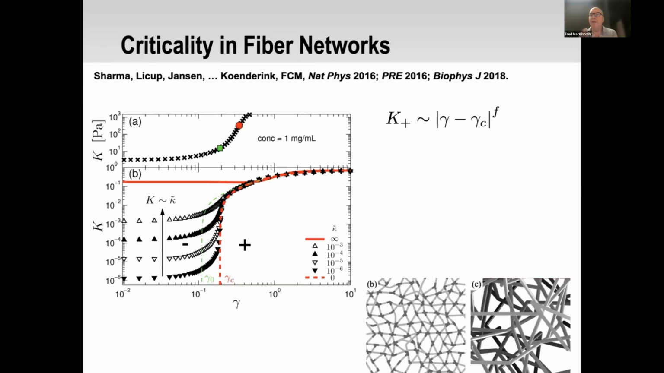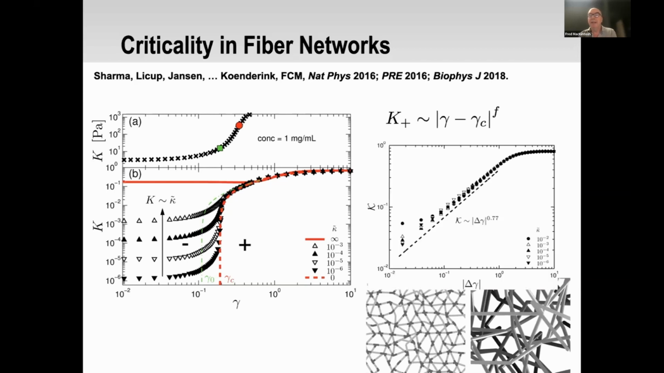On the other hand, if I strain the system past that critical strain where the stiffness develops, I would follow this dashed line up to finite values of the modulus. And it turns out that actually grows as a power law with an exponent f, power law of strain minus the critical strain, certainly suggestive of critical phenomena. And what you find from these sorts of simulations is an exponent of between 0.7 and 0.8.